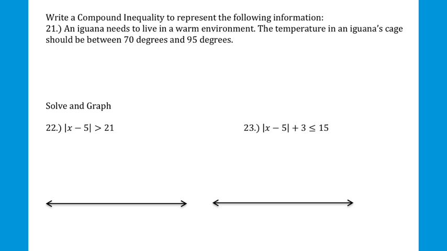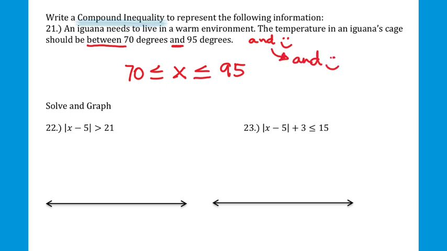All right, 21. An iguana needs to live in a warm environment. Temperatures in the cage can range between 70 and 90 degrees. This tells us it's going to be an and situation. So we have 70 and 95. X replaces the and, then we know it's less than for both of these. We know it could be equal to 70 and it could be equal to 95. So now we have a range between 70 and 95.